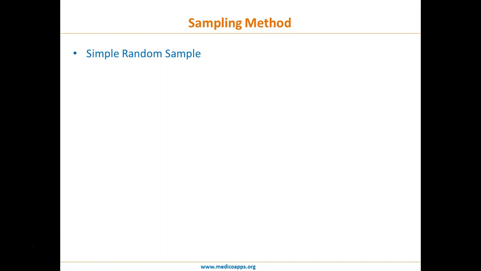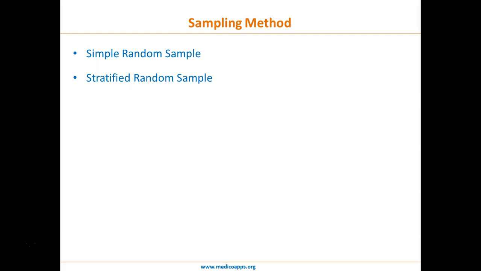Now, the first method is the simple random sampling method. In this, you take all the elements of a population and randomly pick the required number of samples from the population. The important point here is that each and every element of the population has equal probability of getting selected. So simple random sampling is picking up samples randomly from the population.